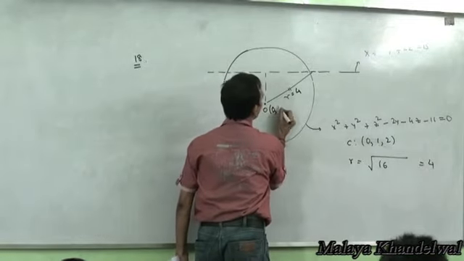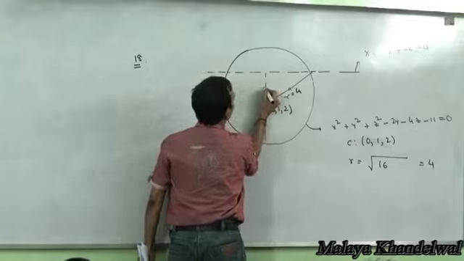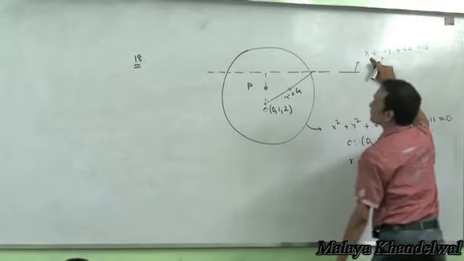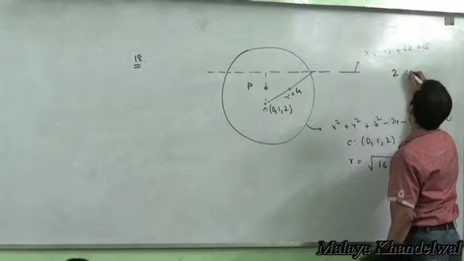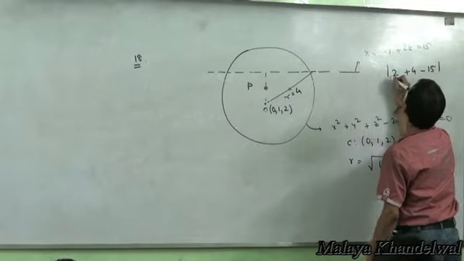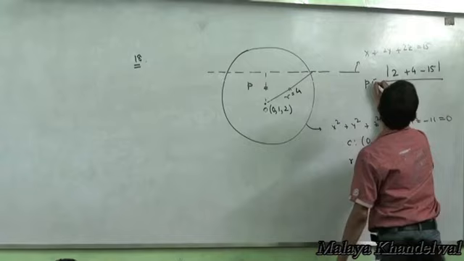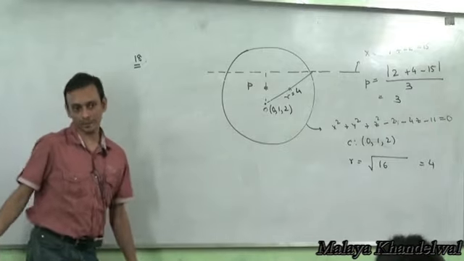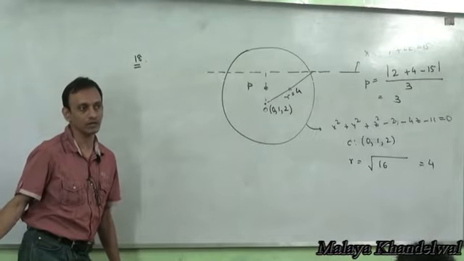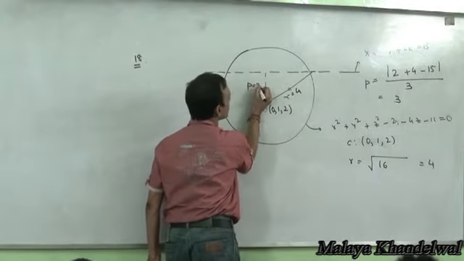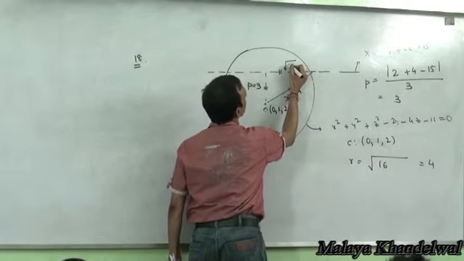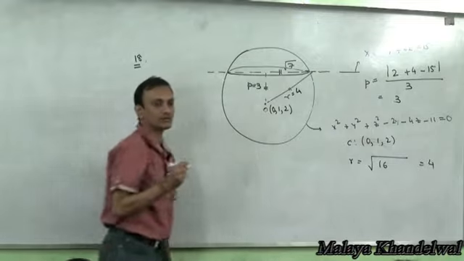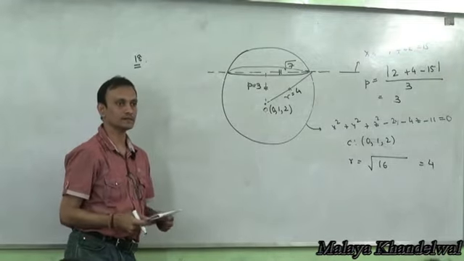And the center is (0, 1, 2). Can you not find p, the perpendicular distance of this point from this plane? Plug in x equal to 0, y equal to 1, that is 2, and z equal to 2, that is 4, minus 15, magnitude of this, divided by root of 1 plus 4 plus 4, that is 3. That's p, 3 units. Straight formula, right? So the radius of this circle is the root of 16 minus 9, root 7 units.